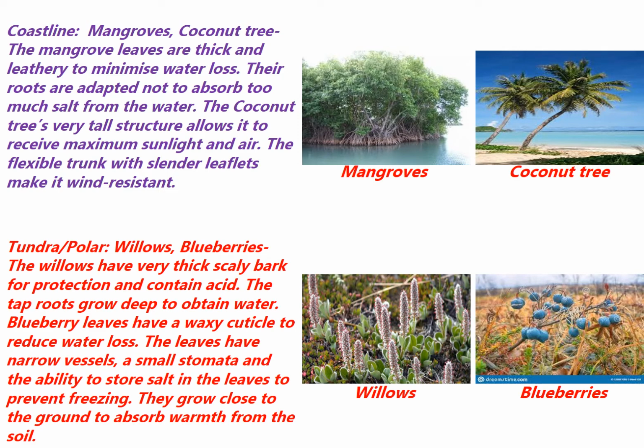Tundra. Willows and blueberries are our examples. The willows have a thick, scaly bark for protection against the cold and also contain acid. The tap roots grow deep in search of water. Blueberry leaves are waxy to reduce evaporation. They have narrow vessels and a small stomata. They also store salt to prevent freezing. Most tundra plants grow close to the ground to absorb warmth.